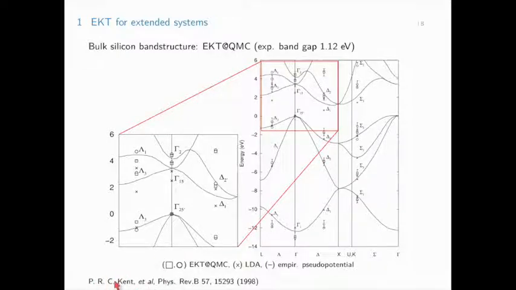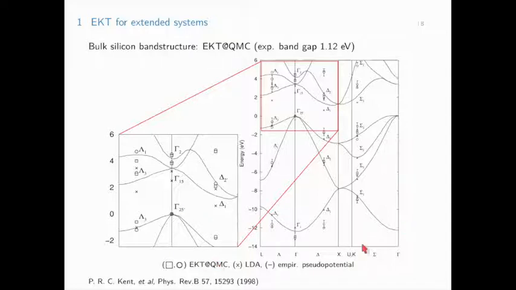Basically, they combined the EKT with quantum Monte Carlo to calculate valence and conduction band energies of bulk silicon. So these are the results. On the right, you have the complete band structure, while on the left, just a zoom of the band gap region. The EKT at QMC results are reported with these squares and circles. And I am also reporting, with this solid black line, a set of empirical pseudopotential data. These are in good agreement with the experiment, so they will serve as a reference for the QMC results.